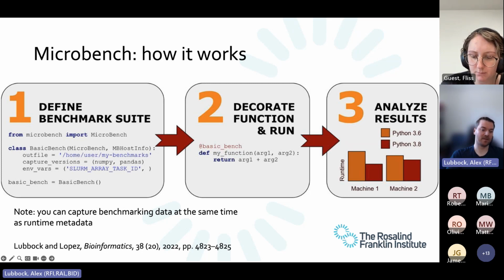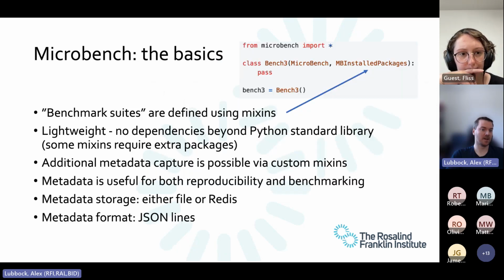This is published as a bioinformatics application note. It was published last year. I'll include the references and the download links for the code and everything at the end.